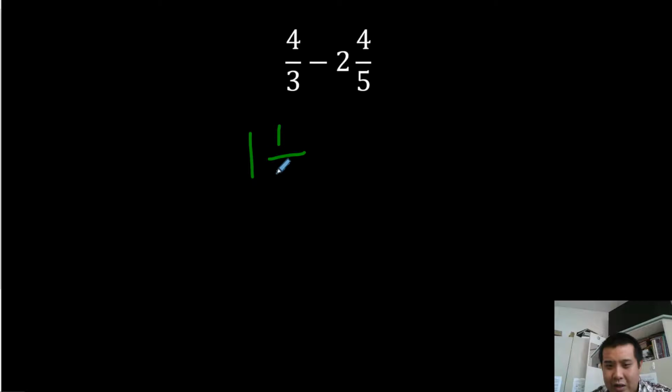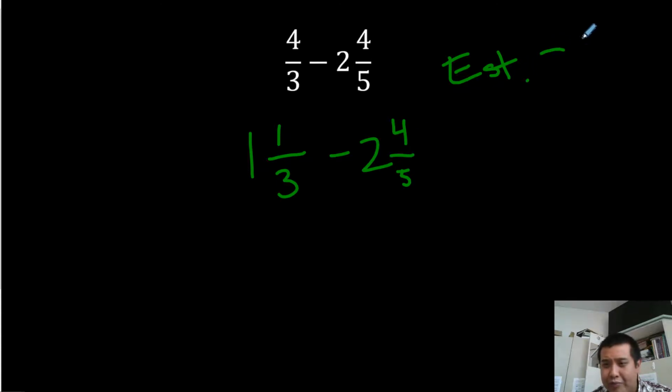I'm only writing this out like this because I want to make an estimate before we get started. 2 4/5. So the estimate we should say is going to be negative because we're subtracting more than 1 1/3. So this is close to 1, this is close to 3, so we'll say close to negative 2. Because 1 minus 3 is negative 2.